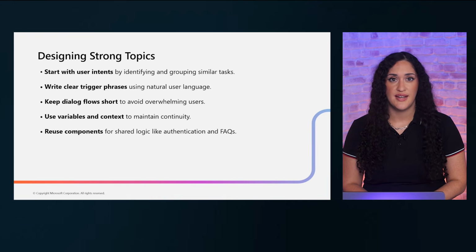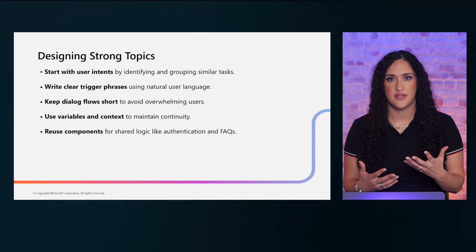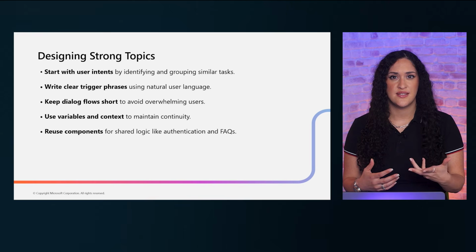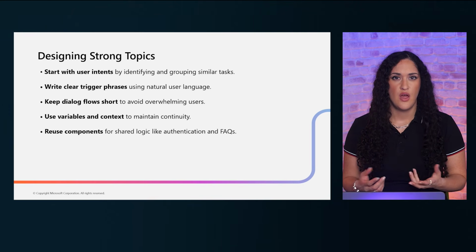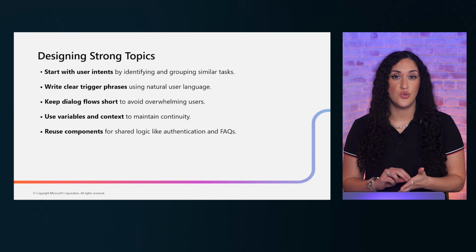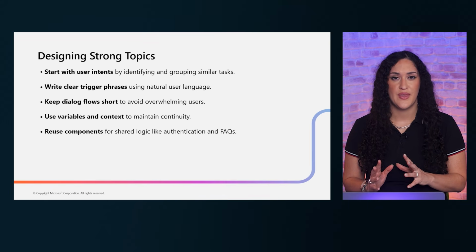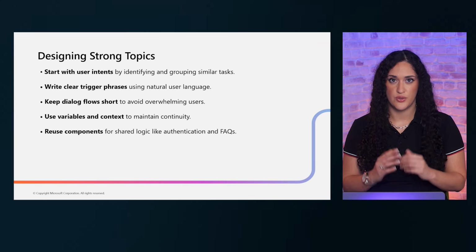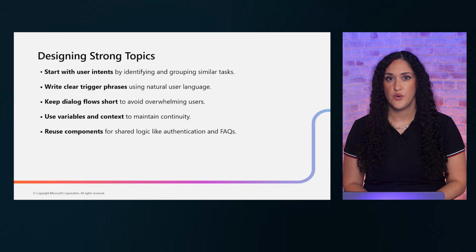Here are practical guidelines for designing strong topics. Start with real user intents, not assumed ones. Write the trigger phrases in natural user language, not technical jargon, and keep the flows short and focused. Use variables for continuity, so users never repeat themselves.